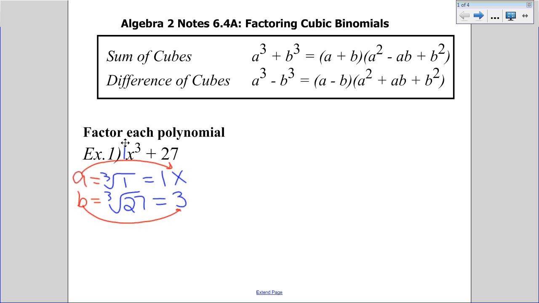Working with it enough, if you're paying attention, you may be able to memorize that, and that's fine. Otherwise, you will have this formula. But I'm going to start off by writing out what it is. You're taking the two cube roots and adding those together, so a plus b. And then you're going to multiply that by the a term squared minus the a times b plus the b squared.